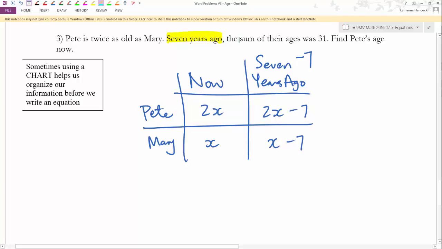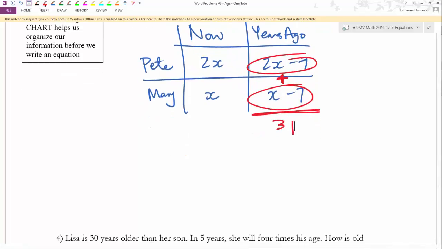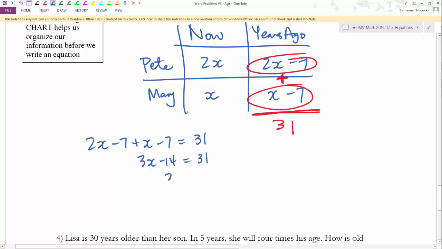Then the question says 7 years ago, the sum of their ages was 31. That means Pete's age plus Mary's age back then, when we add those together, we're going to get 31, and that's going to be the equation. So 2x minus 7 plus x minus 7 equals 31. 3x minus 14 equals 31. 3x equals 31 plus 14, that's going to be 45. Divide both sides by 3, and we get x equals 15.